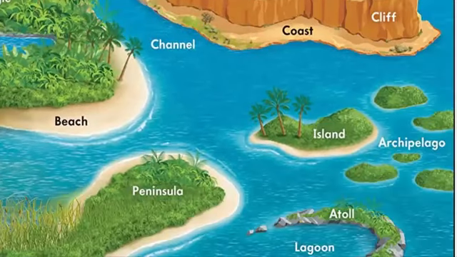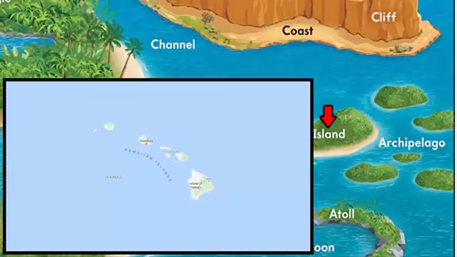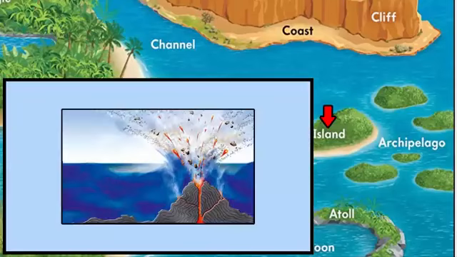Let's go to the next landform, islands. An island is a piece of land that is completely surrounded by water. When we say water, it can be a sea, ocean, river, or lake. When we look at its formation, overall there are 4 general ways that can explain the formation of an island. When you take a look at the islands of Hawaii, they were formed by underwater volcanoes.